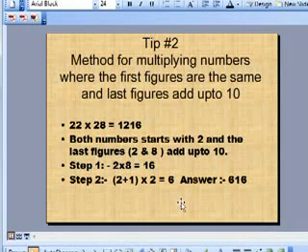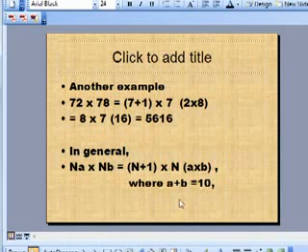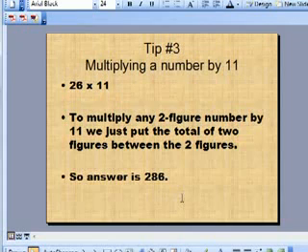That is what the second rule says. So in general, NA multiplied by NB is equal to n plus 1 into n, and the last figure will be A into B, where A and B are 1, 2, 3, etc. and the condition is A plus B should add up to 10.